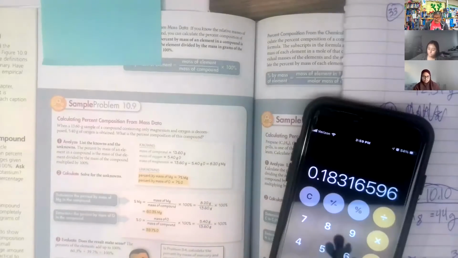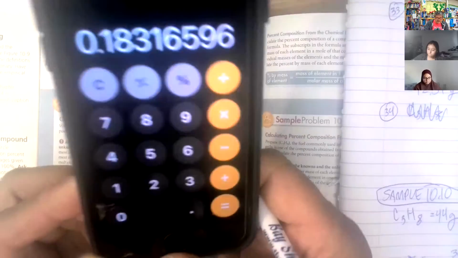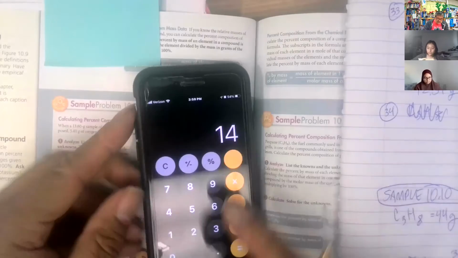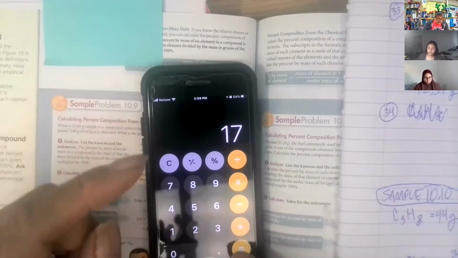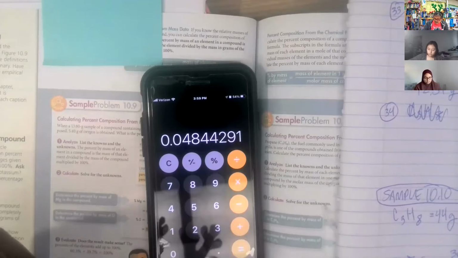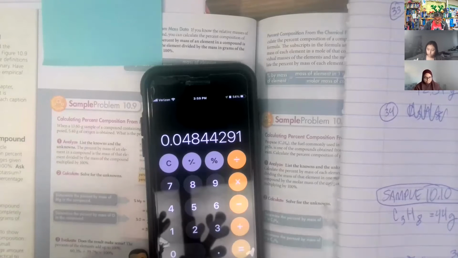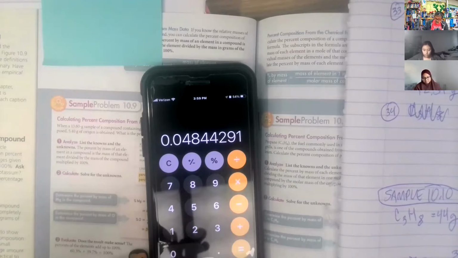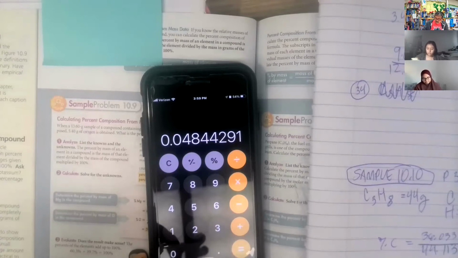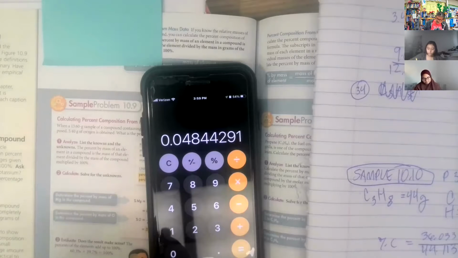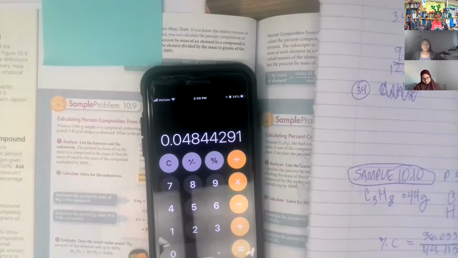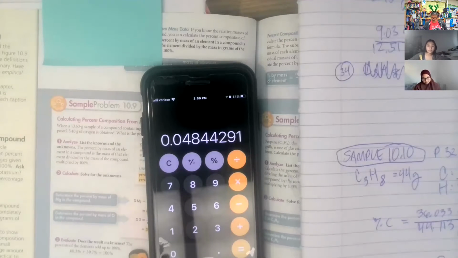What's 14 divided by 17? Hey, Siri. Oh, I don't have my Bluetooth on. Because the Bluetooth attaches to my speaker, when I'm lecturing I turned it off. I have 0.048. I want to go 2 sig fig, so my answer then is 4.8% nitrogen. That's for 35A.